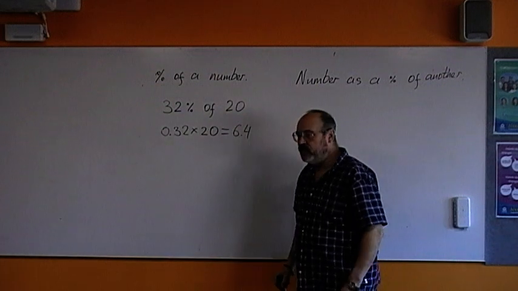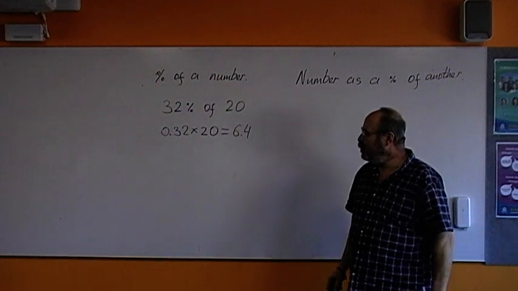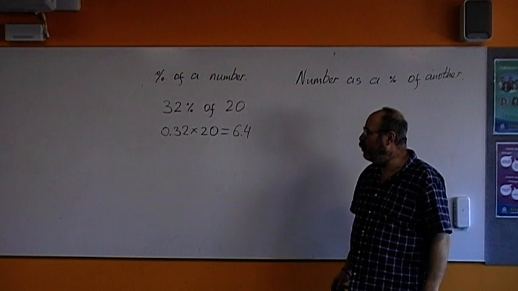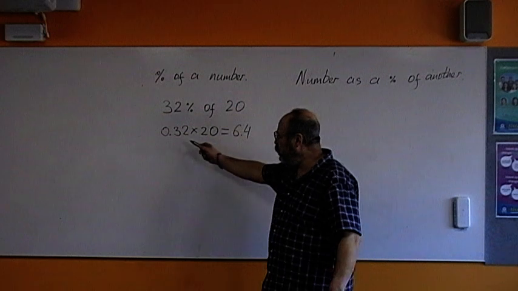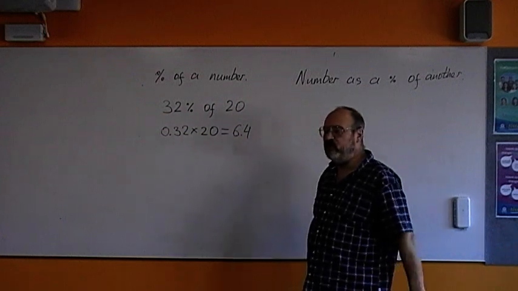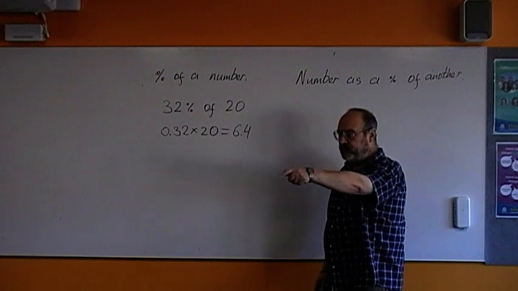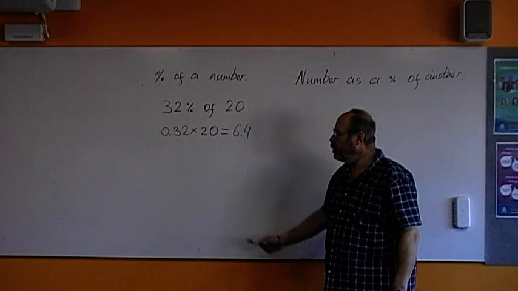How do you know that? Multiply: 32 times 2 is 64, plus a 0, and then 2 decimal places back, because we have 2 decimal places, 6.4.